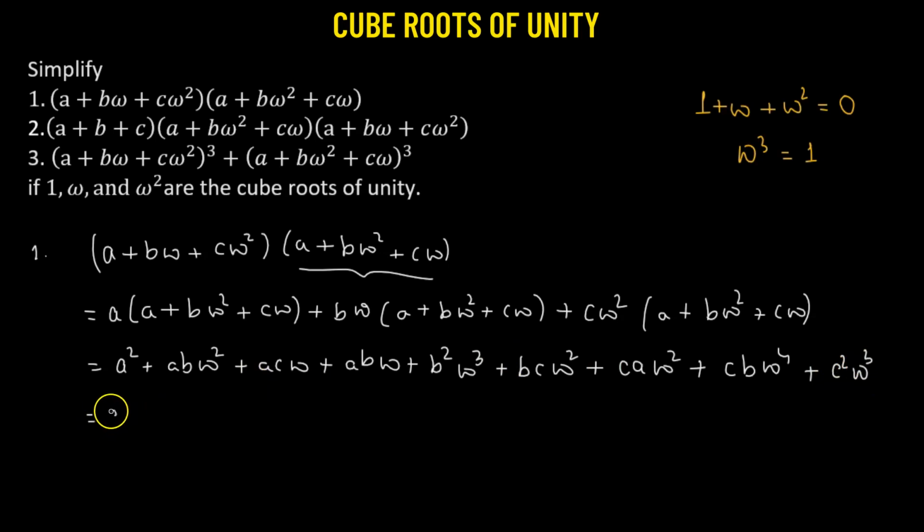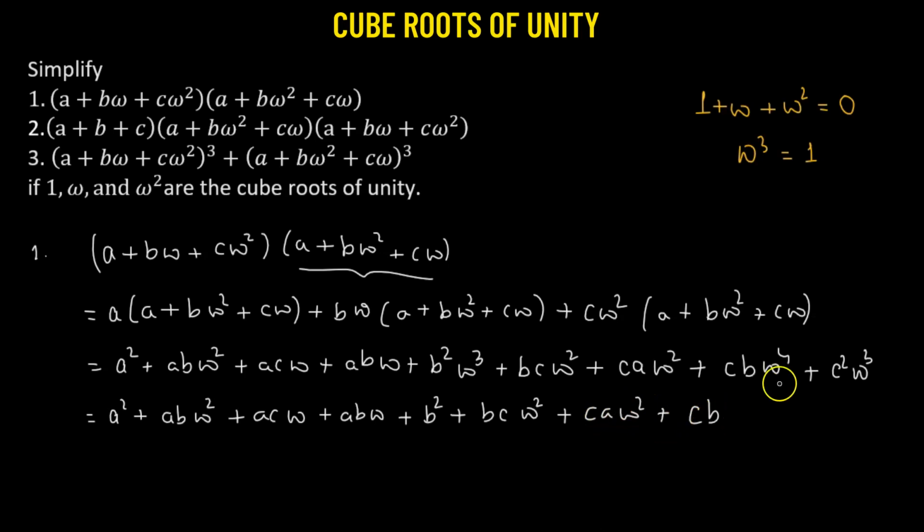So further simplification gives us a squared plus ab omega squared plus ac omega plus ab omega plus b squared omega cubed. Now in place of omega cubed, we can use 1. So this will be simply b squared plus bc omega squared plus ca omega squared plus cb omega to the power of 4. Omega raised to the power of 4 simply means omega cubed multiplied by omega. Now since omega cubed equals 1, that means omega raised to the power of 4 is simply equal to omega. We have cb omega plus c squared times omega cubed, which is c squared.